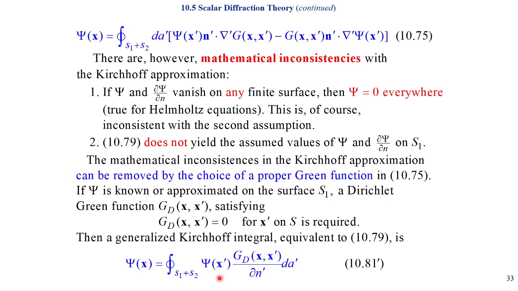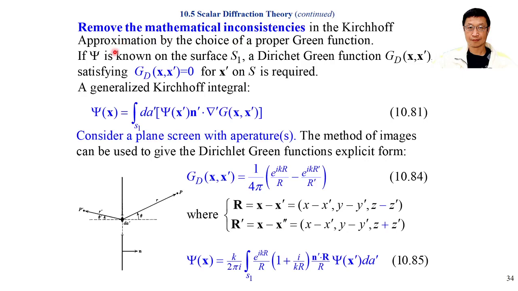Now, let me remove the mathematical inconsistency using a better Green function. Maybe I should say on the surface it is 0. That's the Dirichlet boundary condition. So how do we remove the mathematical inconsistency in the Kirchhoff approximation? By the choice of a proper Green function. If psi is known on the surface S1, a Dirichlet Green function G_D satisfies that on the surface S1. On surface S2, this is correct.